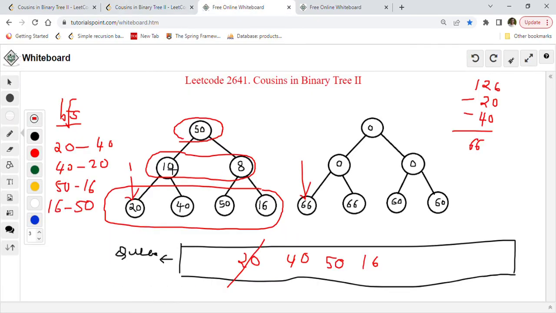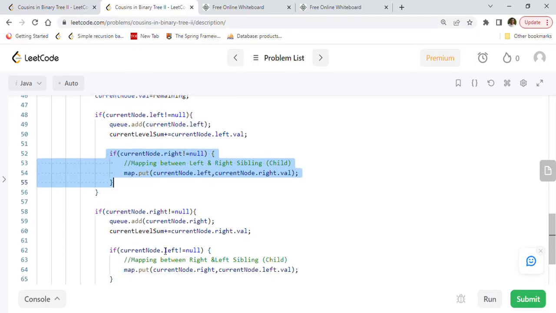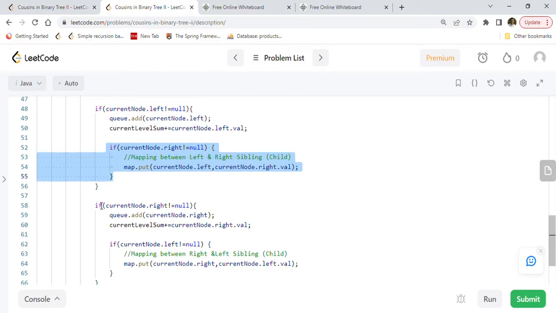So it means that for this node 10, your left child is 20, so its right child is 40. It means that 20 and 40 are brothers, right? That relationship we are capturing here, correct? Same thing you will do when you are processing the right child node, right? So you will check if your current node has a right node as a child, then you will add that right node into your queue for further processing through BFS.